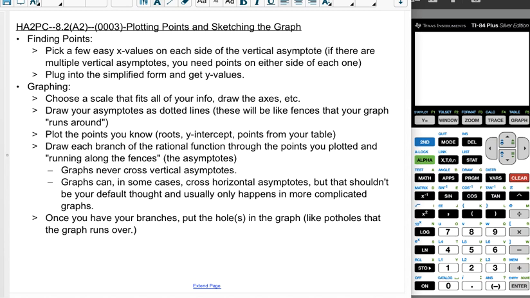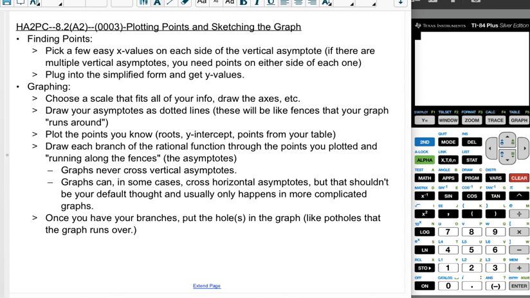The two things left that you need to know how to do are find other points. So what you're going to do is use your simplified form, and pick a few easy x values on either side of each vertical asymptote. If there are multiple vertical asymptotes, you need points on either side of each one. You're going to plug those into the simplified form to get y values out. When you're graphing, you're going to choose a scale that fits all of the info you've already found, right? So all of the holes, asymptotes, points, roots, everything else.